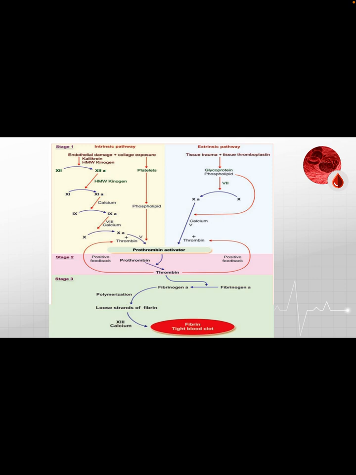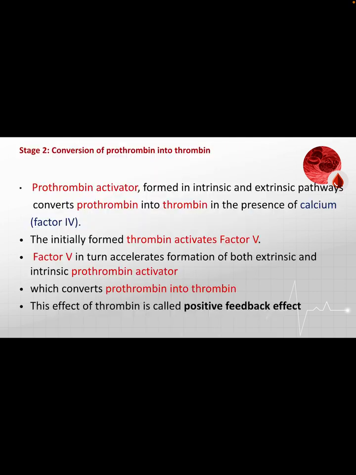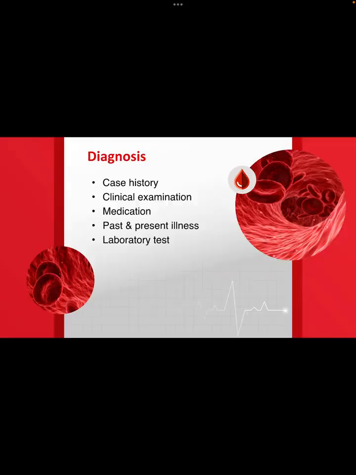Prothrombin gets activated into thrombin, which happens in stage 2, and in stage 3, fibrinogen, with the help of blood clotting factor 13 and calcium, results in fibrin tight blood clot formation. And these are the different stages which we have discussed.